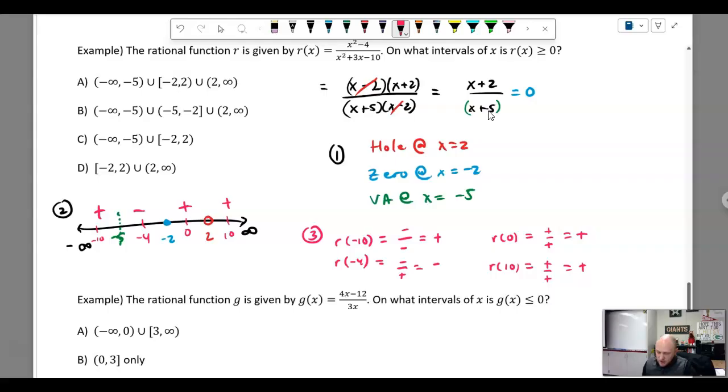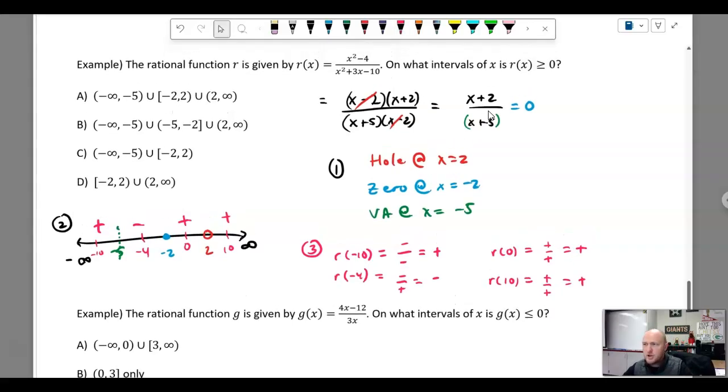All right, so what do they want? They want to know where r of x is greater than or equal to 0. If it's equal, guess what? We are including -2 in our domain. We are including -2. So where are we greater than or equal to? Well, on this interval right here, from -infinity to -5. So I'll say x is less than -5.